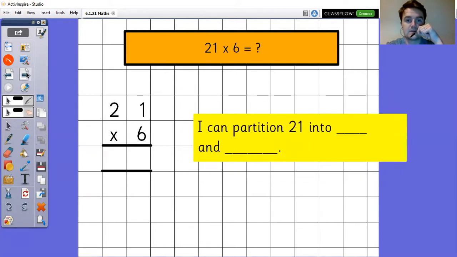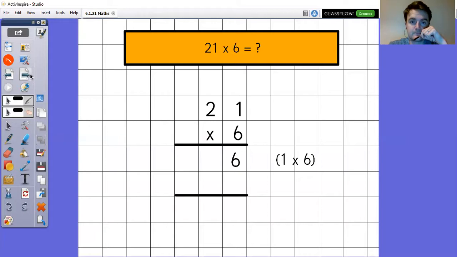Now, there's another way that we can do that, and that uses partitioning. So with 21, I can partition 21 into 2 tens and 1 one. And when I lay that out, I can work it out in 2 different ways. So first of all, I can do 1 times 6, just like I did before. And I know that 1 times 6 is 6. And then underneath that, I can do 20 times 6. I know, again, if 2 times 6 is 12, then 2 tens times 6 must be 12 tens, which is the same as 120. So I've got 1 times 6 and I've got 20 times 6.